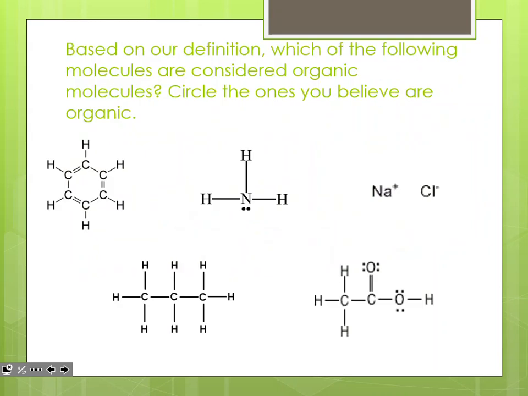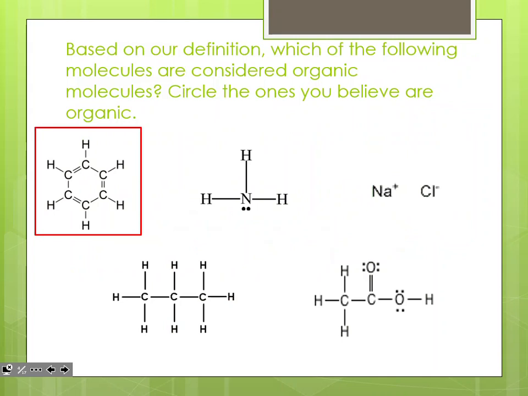All right, so your turn. Based on this definition, go ahead and circle which ones you think are organic. Take a moment to do that. Okay, so how about this first one? It has some carbon and hydrogens in this ring, so that one's definitely organic. How about ammonia, NH3 in the middle there? No carbon in it at all, so that one is not organic.